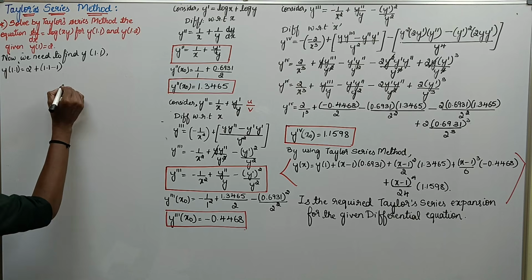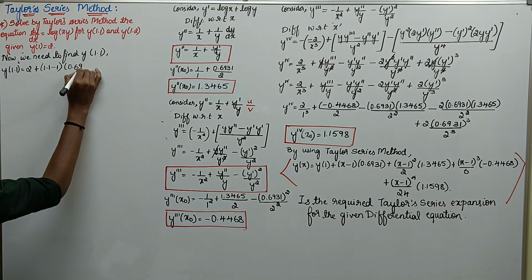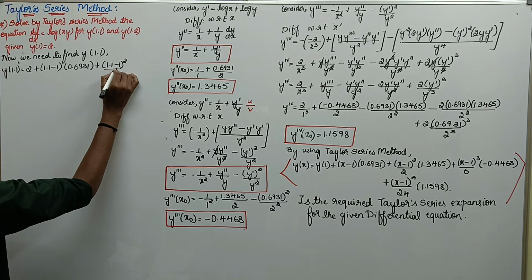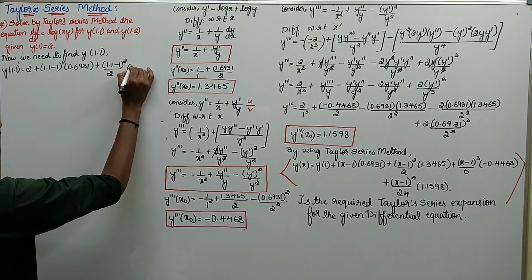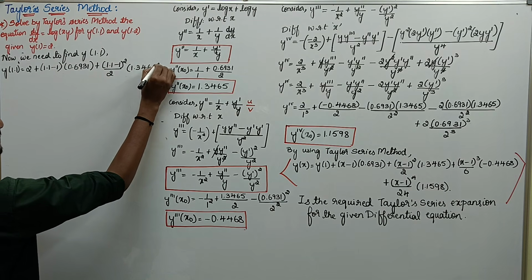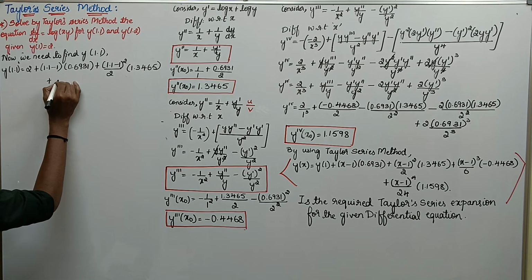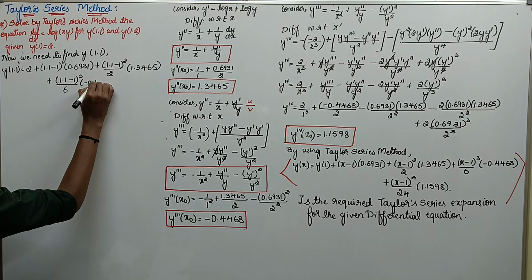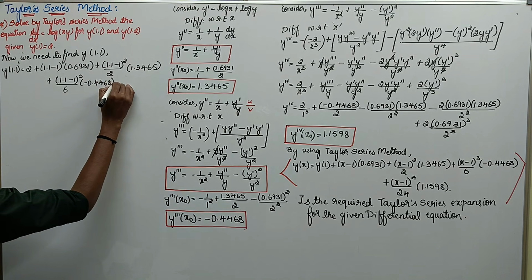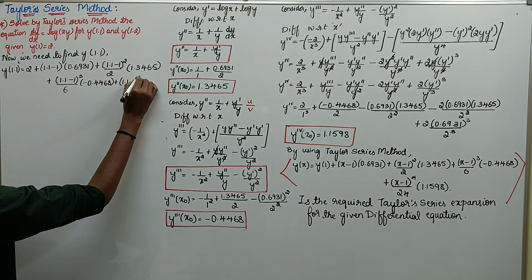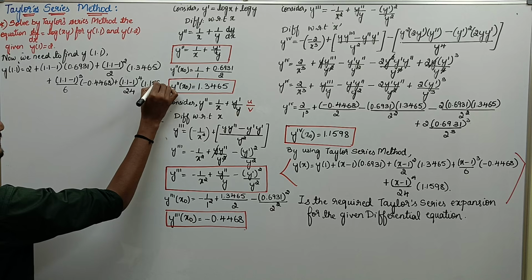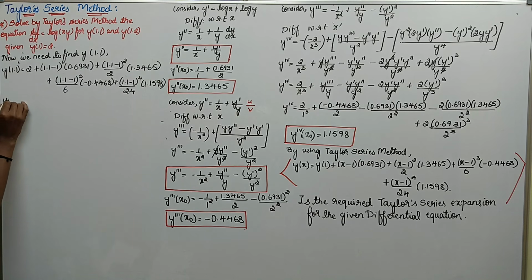1.1 minus 1 into 0.6931 plus (1.1 minus 1) whole square divided by 2 into 1.3465 plus (1.1 minus 1) whole cube divided by 6 into minus 0.4468 plus (1.1 minus 1) whole to the power of 4 divided by 24 into 1.1598. What's the point? y of 1.1.